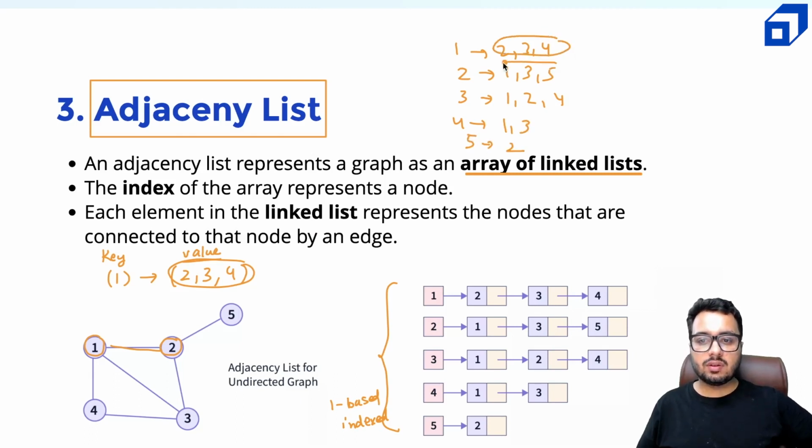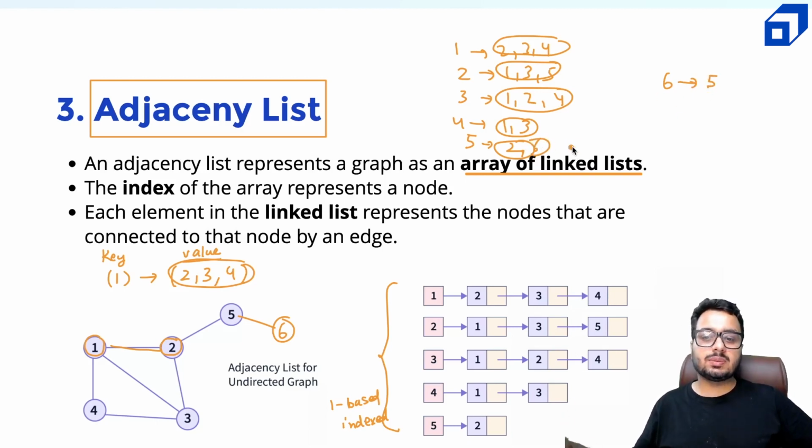So each of these is like a linked list. We can definitely add more to this linked list. For example, if 5 and 6 are connected, I can say, okay, in the linked list of 5 you can add 6, and at the 6th position you can add 5. Why are we using this linked list? Because it is easy to add into this, so we can easily do an add operation, right?